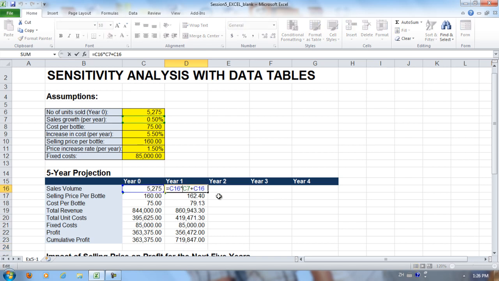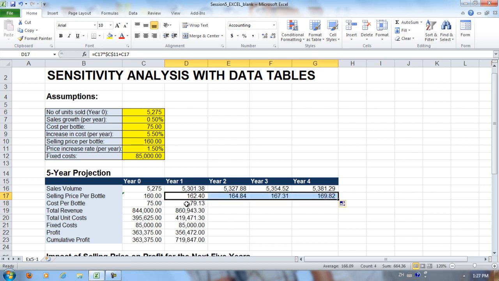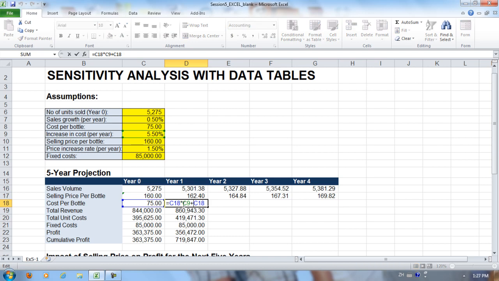We need to make C7 an absolute reference, because our sales growth is always going to refer to C7, and we can simply drag it over. Okay, same thing with selling price per bottle. We need to make C11 an absolute reference. For cost per bottle, we need to make C9 an absolute reference.